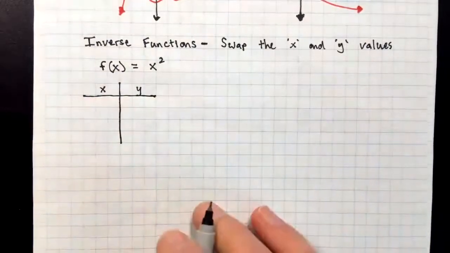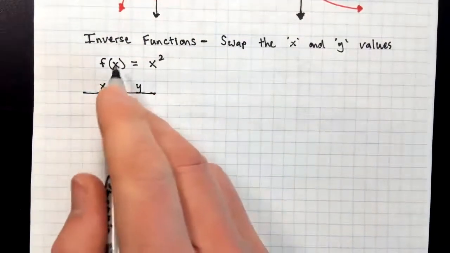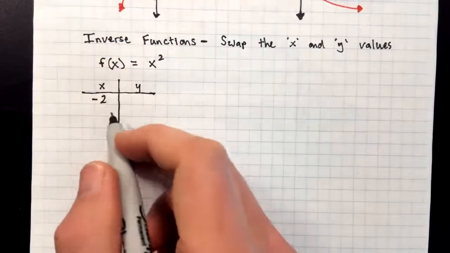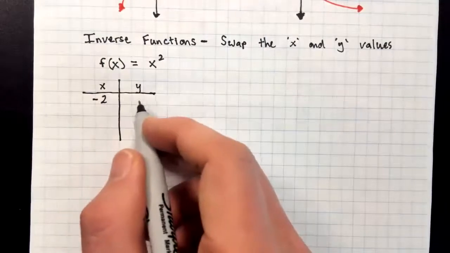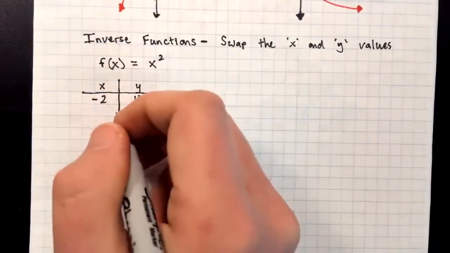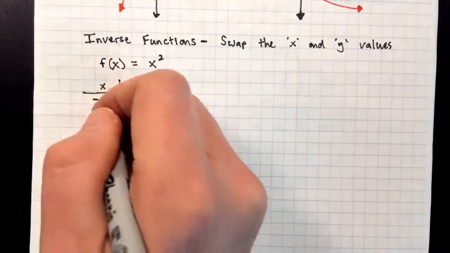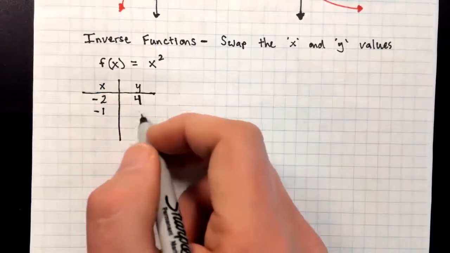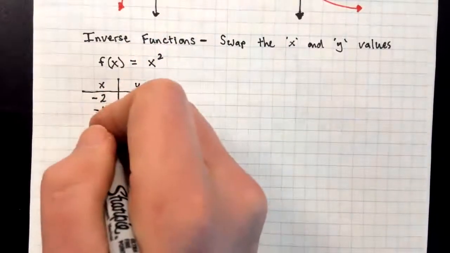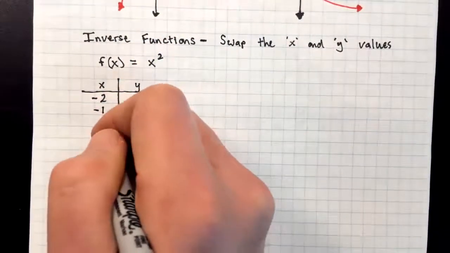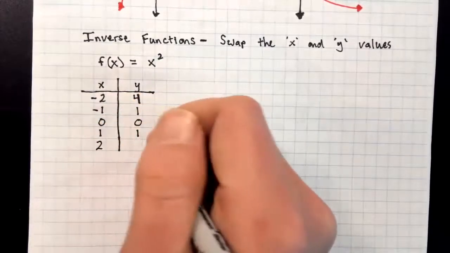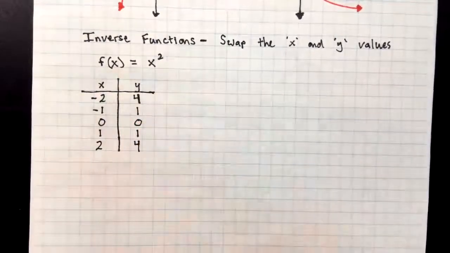If f of x is equal to x squared, that would mean if I plugged in -2, -2 squared is +4. If I plugged in -1, my y value, if I put -1 in here, -1 squared is just +1. If I plug in 0, 0 squared is 0. If I plug in 1, 1 squared is 1. And if I plugged in 2, 2 squared is 4.